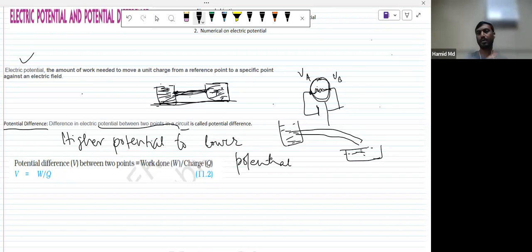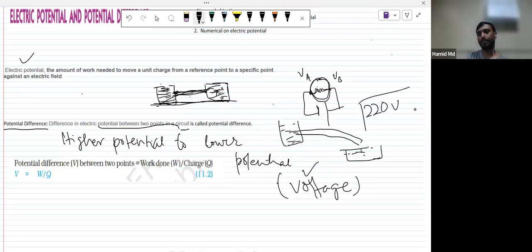So what is the measure of potential difference? Voltage. The measure of potential difference is voltage. Have you seen that 220 volt?